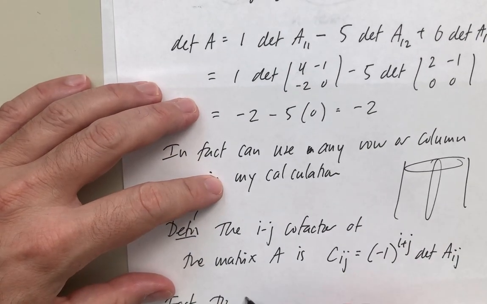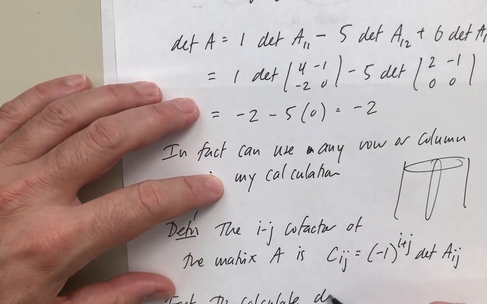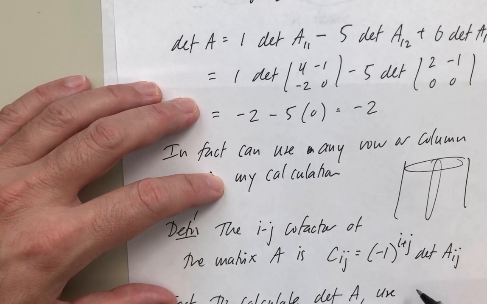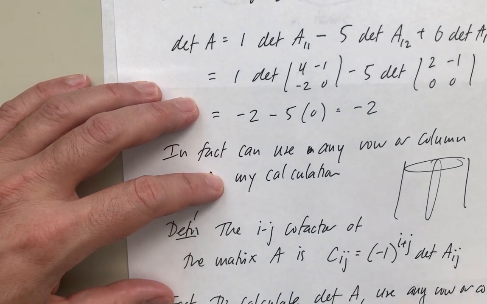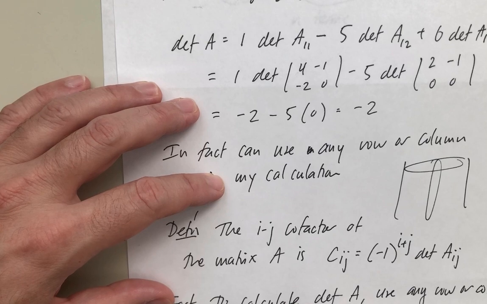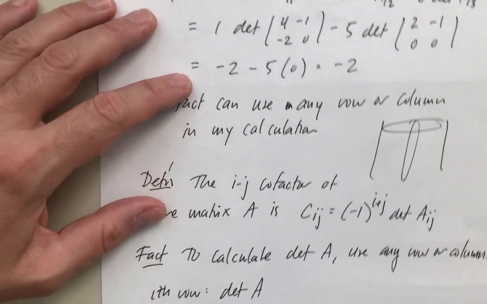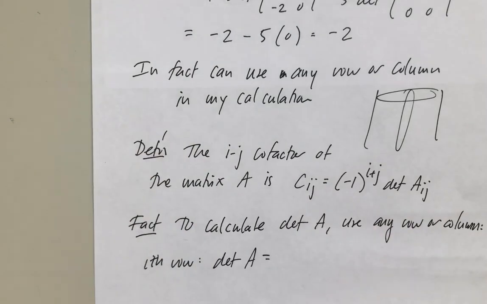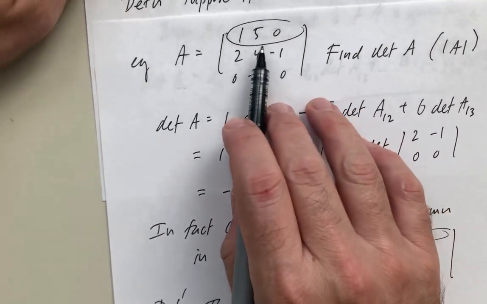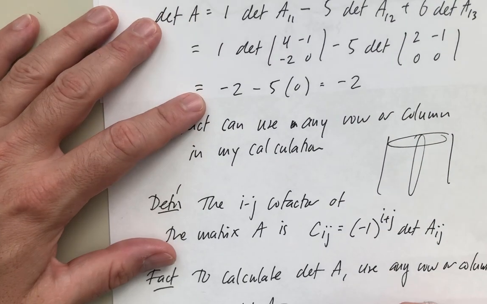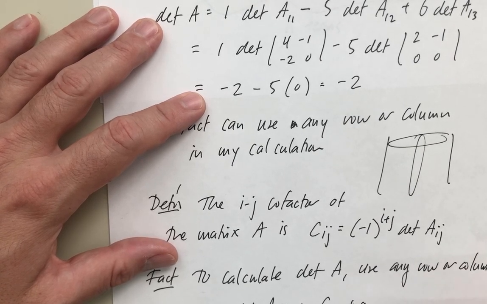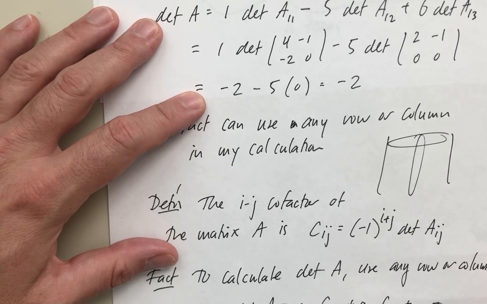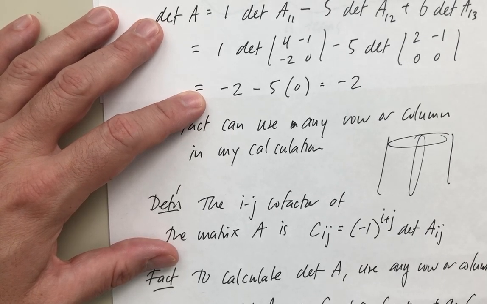like I said, to calculate det A, we can use any row or column. What I mean by that is, if I use the ith row, then det A is, instead of taking the first row, which would be A11, A12, A13, I can take Ai1, the ith row, times that cofactor Ci1, plus Ai2 times the cofactor Ci2, plus, up through Ain, cofactor Cin.